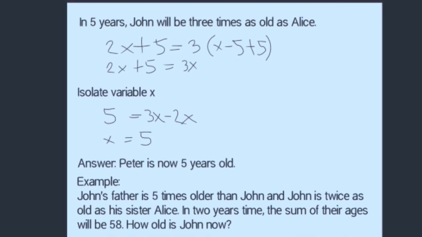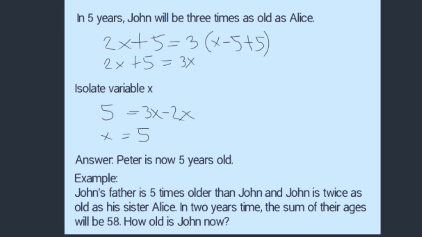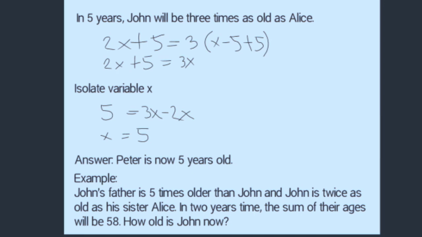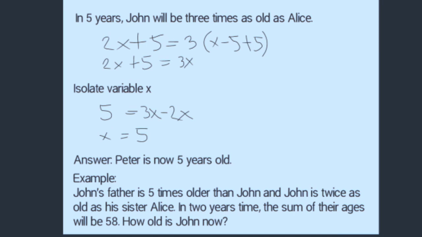The second one, so dalawa yung example ko dito sa multi-person na involved in an age problem. So, another one, John's father is 5 times older than John. So, si John's father, ang ama po ni John is 5 times older than John. And John is twice as old as his sister Alice. In 2 years time, the sum of their age will be 58. How old is John now?